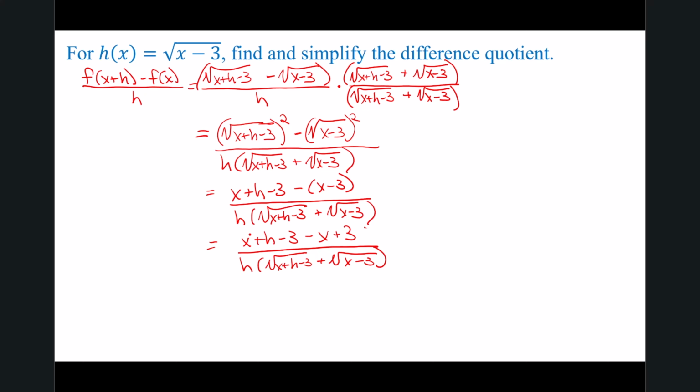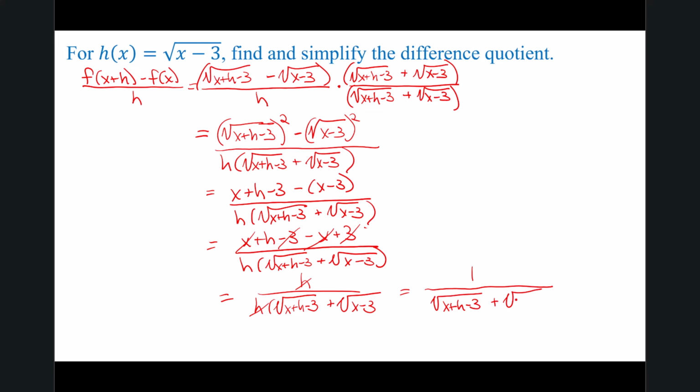Now in my numerator, I have an x minus x and a negative 3 plus 3. So I'm left with h over h times square root of x plus h minus 3 plus square root of x minus 3. Now these h's cancel, and I'm left with 1 over square root of x plus h minus 3 plus square root of x minus 3.